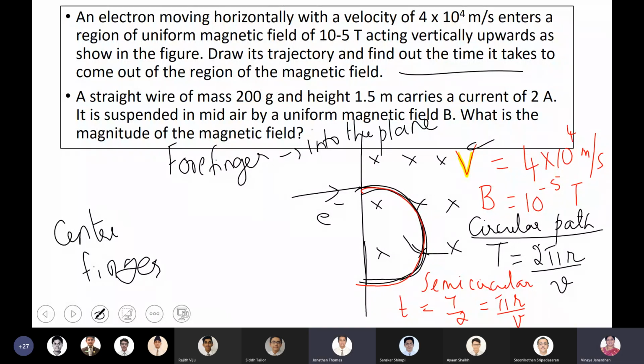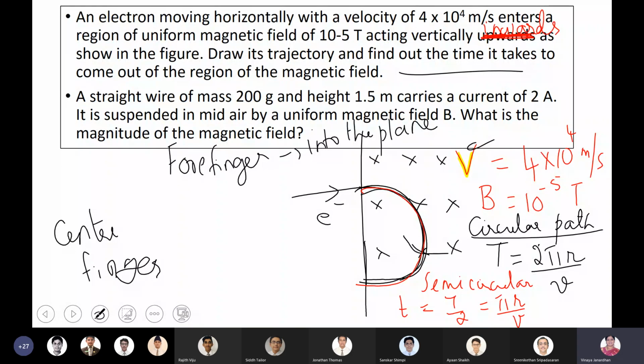Now the question says the magnetic field is acting vertically upward, but the diagram in the picture shows it is vertically inwards. Right, boys? The diagram is showing vertically inwards. So according to the diagram, it's a cross field.